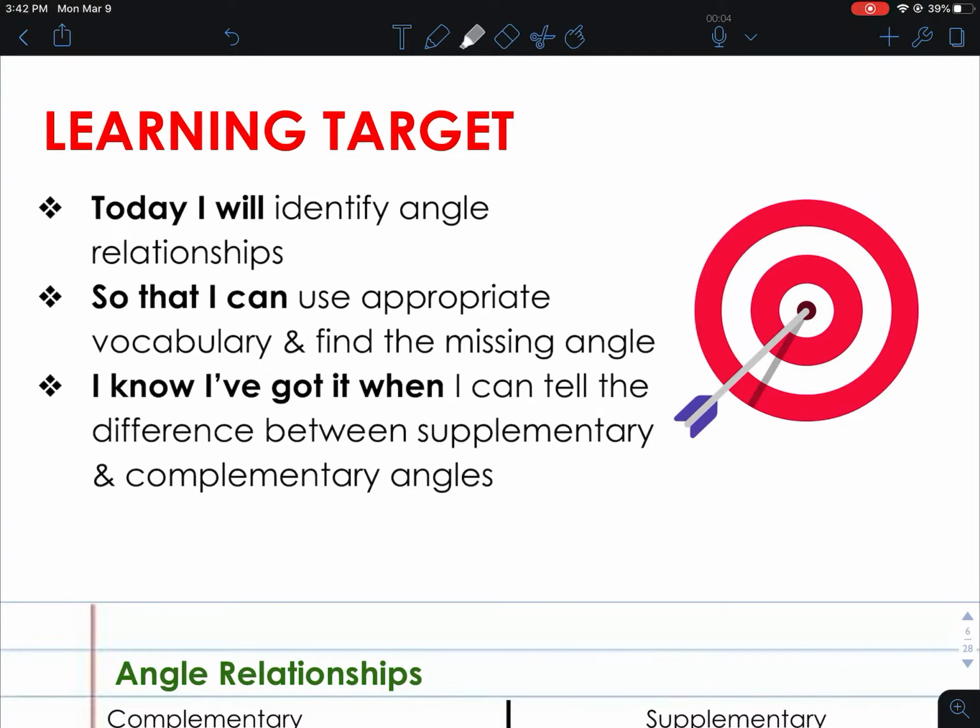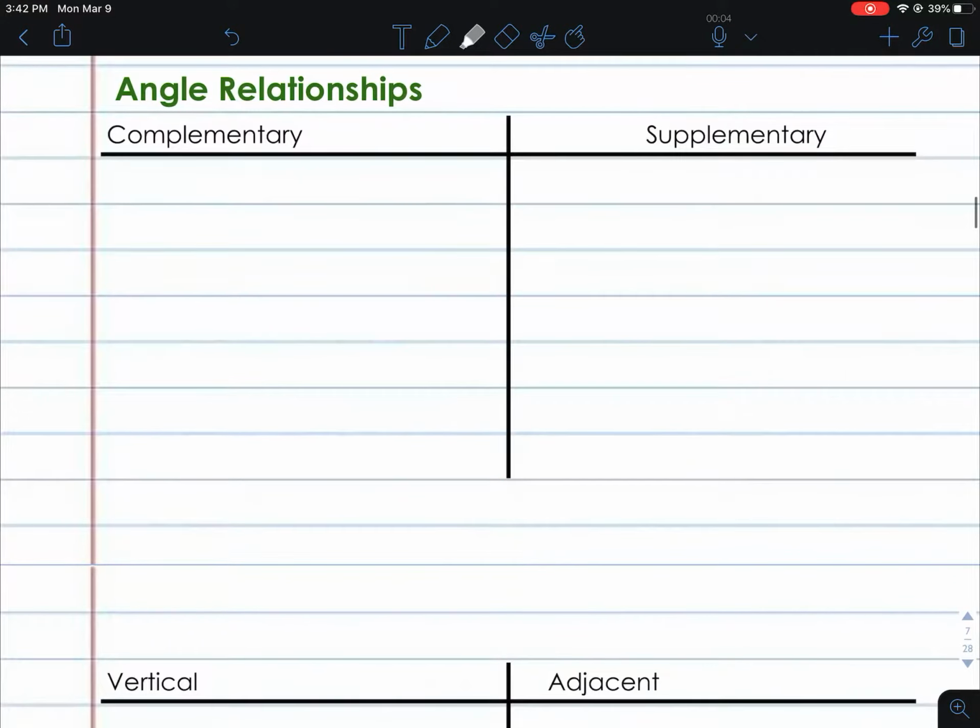All right, so the learning target for this particular section is we'll identify relationships so we can use appropriate value and also find a missing angle. By the end of this video, you'll be able to describe the difference between supplementary and complementary angles. So we're going to be using this vocabulary constantly throughout this lesson and also the next lesson. And there's basically 4 vocabulary terms that you want to keep in mind.